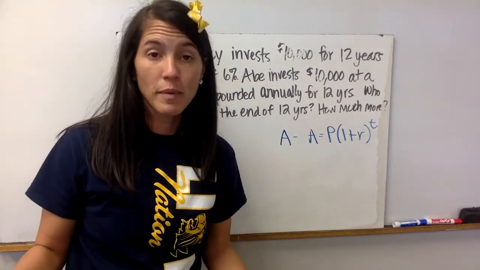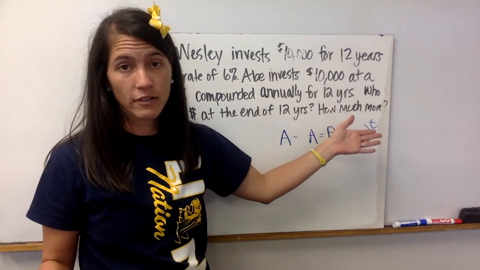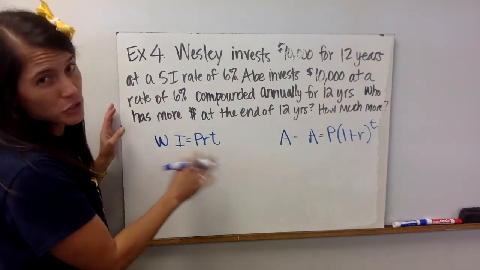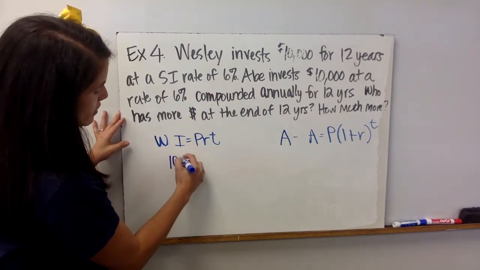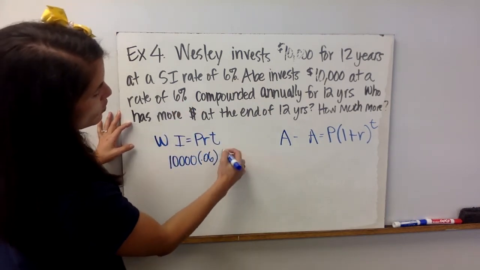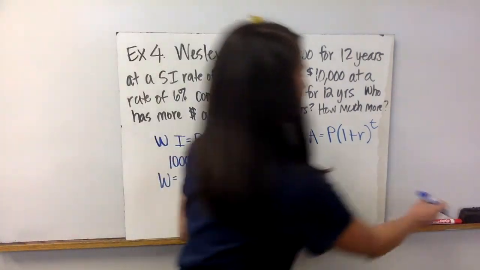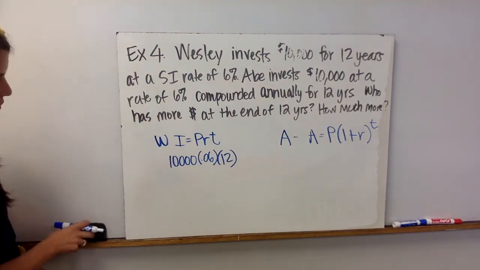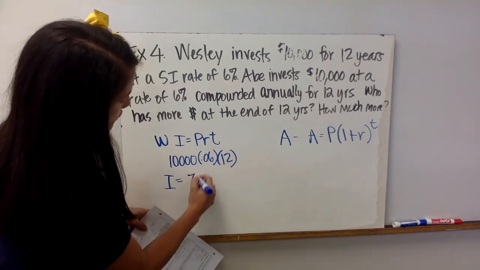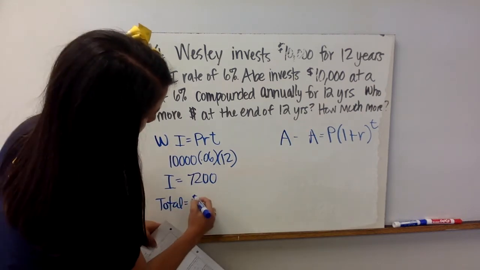Okay, who's going to have more money? It's going to be Abe because he's doing compound interest. But the question is, how much more is he going to have? We have to find the amounts and then subtract them to find out how much more. So Wesley's simple interest will be the easiest. 10,000 at 6% for 12 years. All right, so at the end of 12 years, Wesley's interest is $7,200, so his total amount is $17,200.